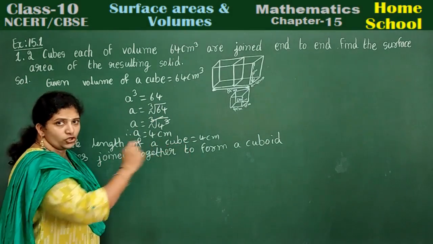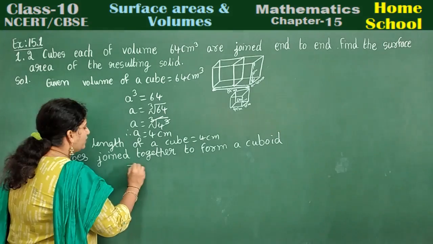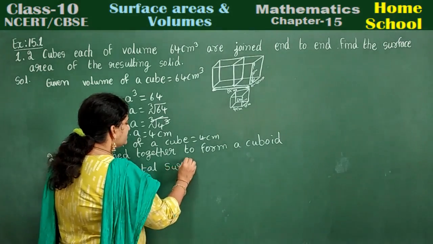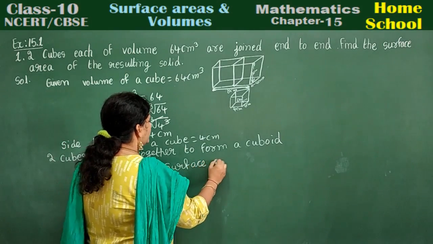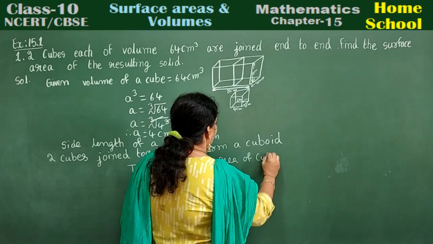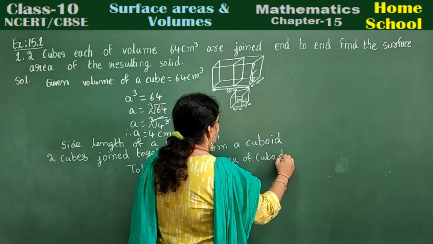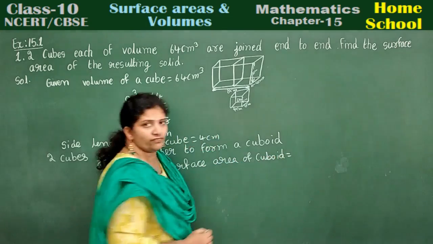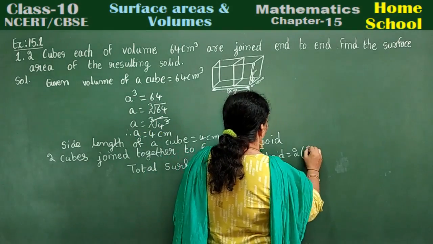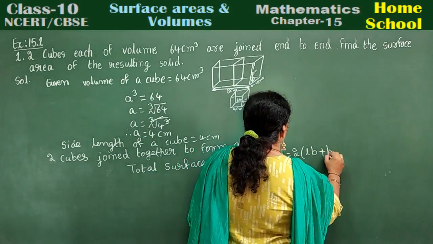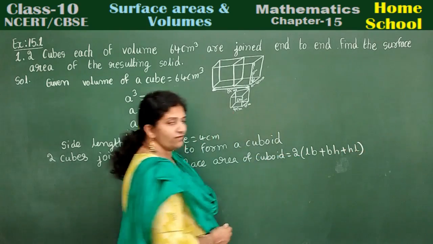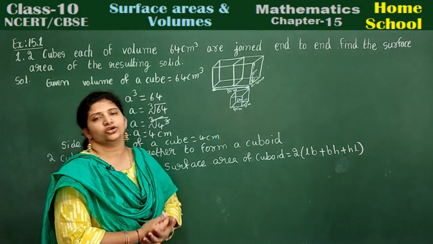Resulting solid is cuboid. Therefore, total surface area of cuboid is equal to, what is TSA of a cuboid formula? 2 times LB plus BH plus HL is the formula for TSA of a cuboid.